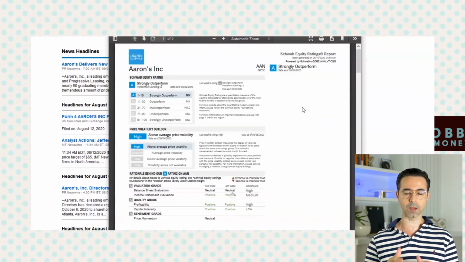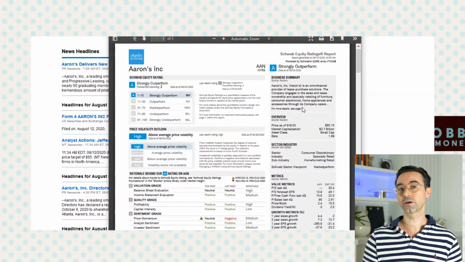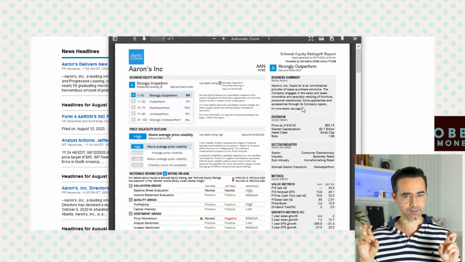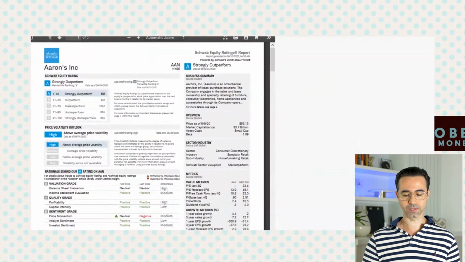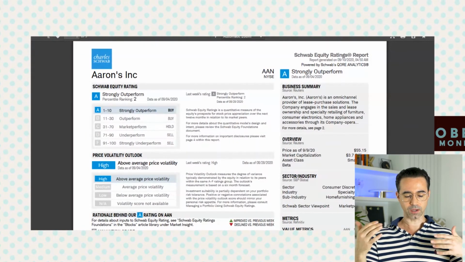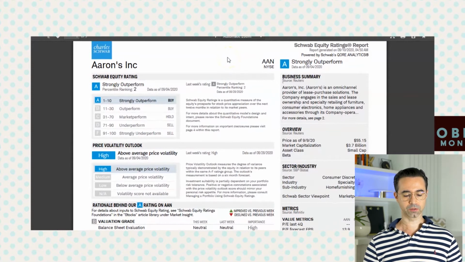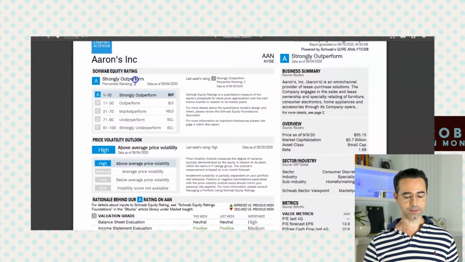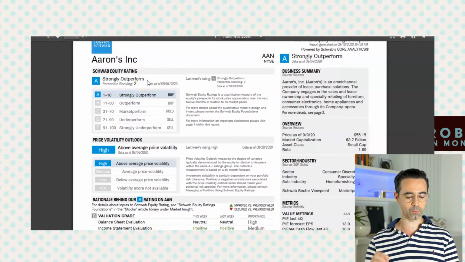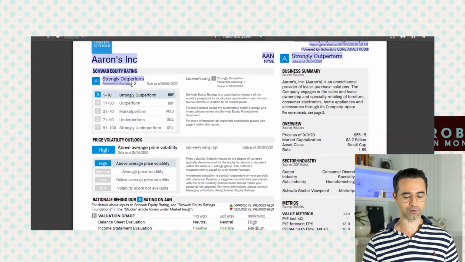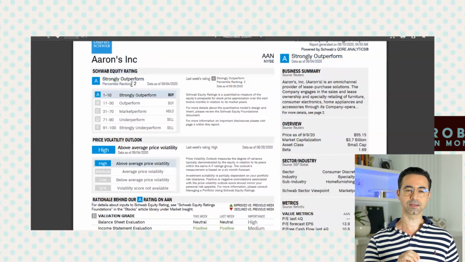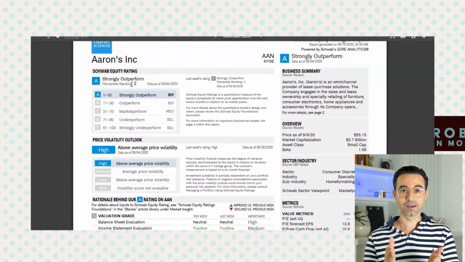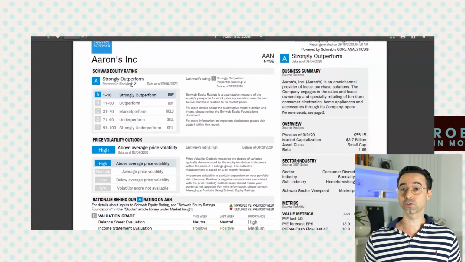which is Schwab equity ratings. So when we go to Schwab equity ratings here, we're going to see the actual analyst or research ratings of Charles Schwab. And let's go through this to see if it can help us figure out whether or not to buy stocks. So this is according to Charles Schwab. And according to Charles Schwab, Aaron's is an A, which is an outperform, and it's a strong outperform, and it's in the second percentile rating, meaning that Charles Schwab has this stock as being a very highly outperforming stock. So that's a great thing if you are going to rely on the research reports of Charles Schwab.